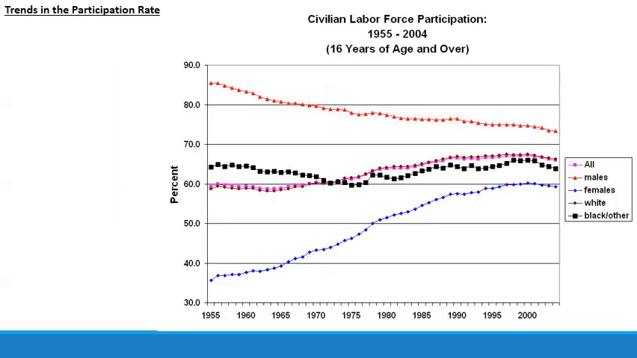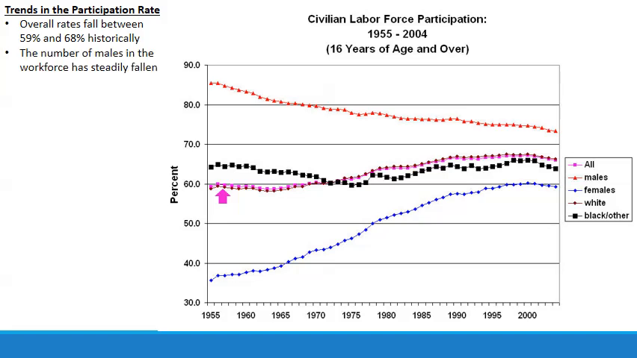Okay, so let's look at some trends in the participation rate. Let's break this down and look at some different groupings. Overall rates fall historically between 59 and 68% since 1955. You can see that number for the entire grouping in pink, so you can see how it's moving along. The number of males in the workforce has steadily fallen, in large part because there are far fewer males today graduating high school, graduating from college, and getting post-bachelor's degrees like masters and PhDs.